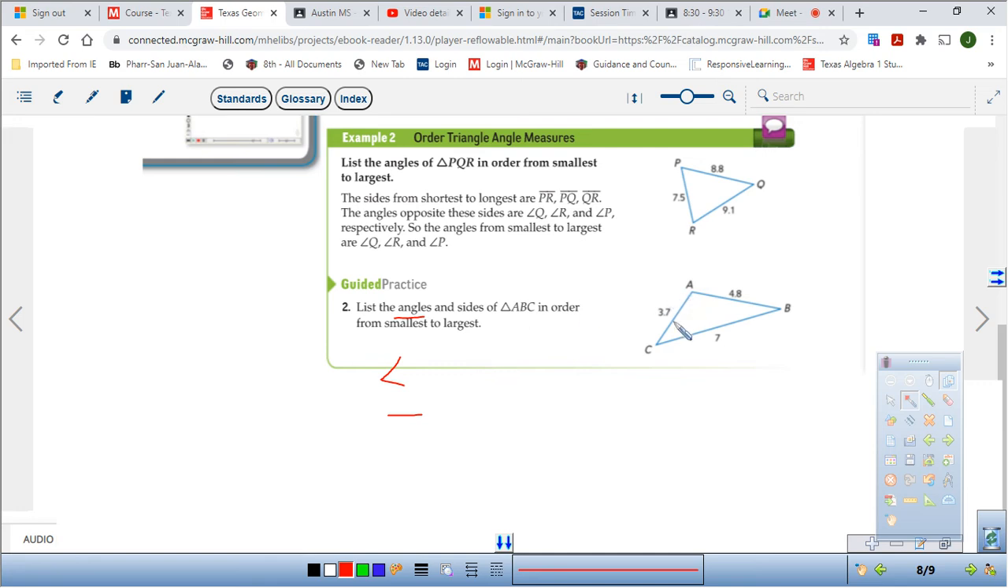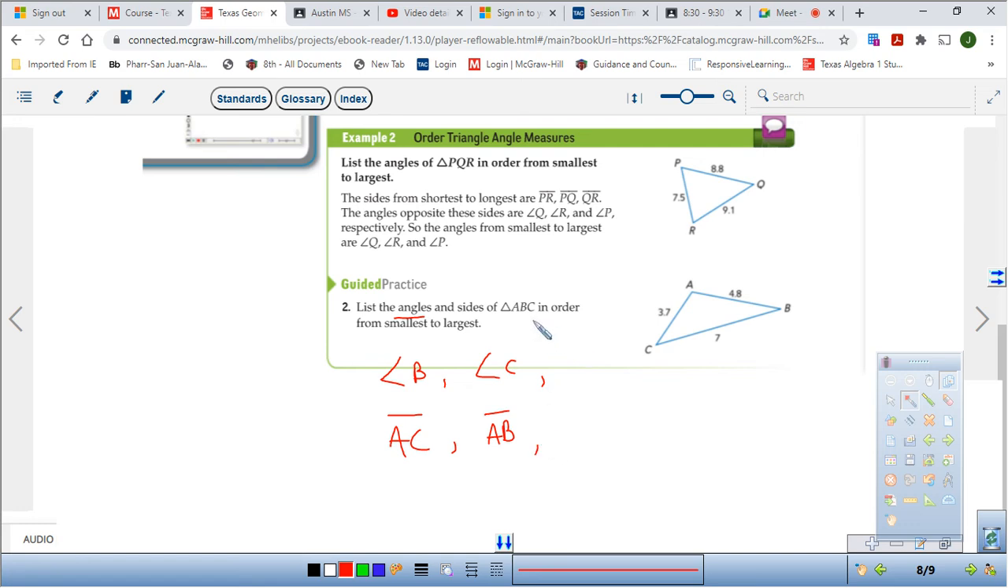So the smallest side would be 3.7? So we're going to go with side length AC. That one's the smallest. And the one across from that smallest, AC, would be angle B. And then I'm going to go with the next side length. We'll go with the angle, I don't know yet. We're going to find the next side length, AB. Side length AB is the second smallest, or middle one, you can say. That one's across from C.